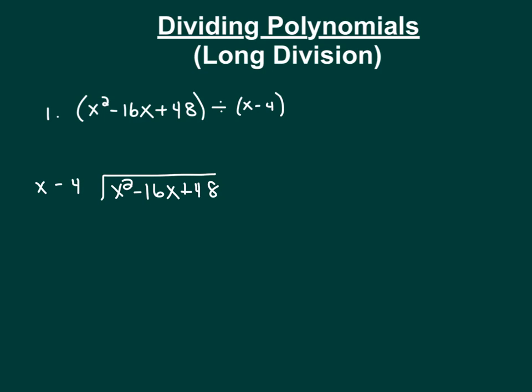Okay, so one thing I want to point out, you just want to make sure that the exponents here go in descending order. So you have your x squared term first, then your x term, and then you have your constant right here at the end.